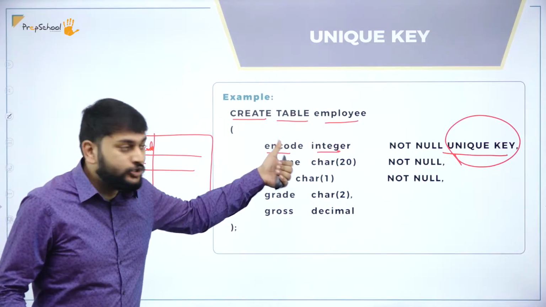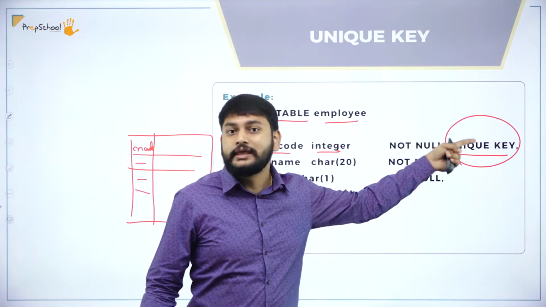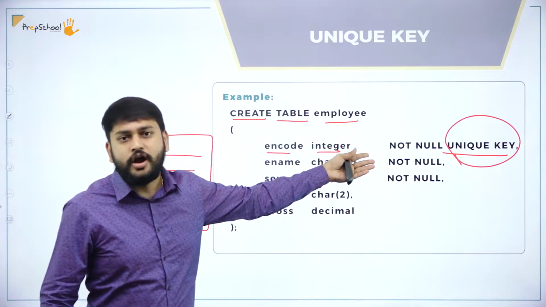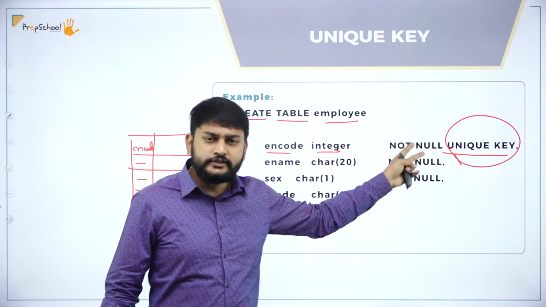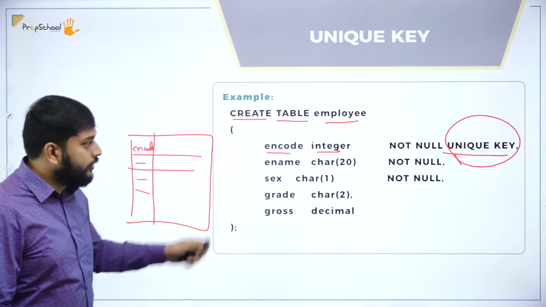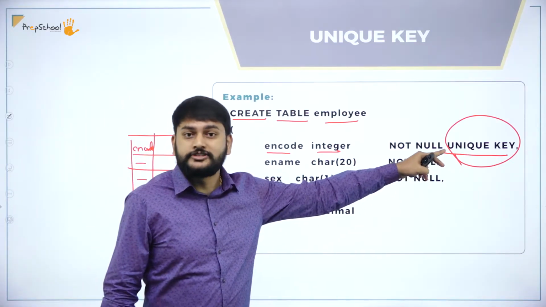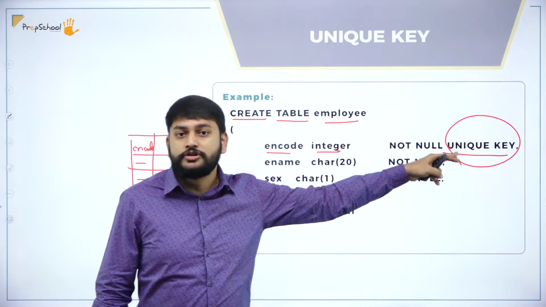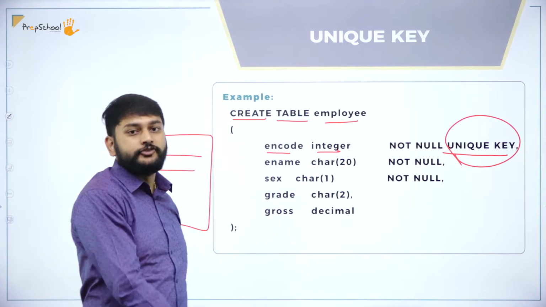How do I make it unique? By mentioning unique key. And also I have mentioned not null, which is again one more constraint. I'll be discussing that at the end. Right now you just have to remember how to specify unique key and what the use of unique key is.